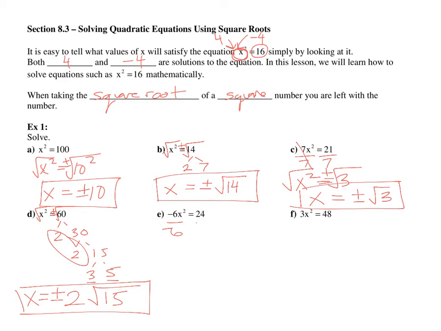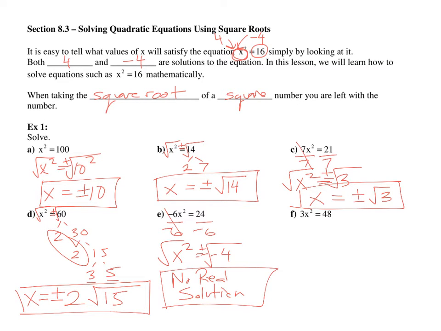Next one, I'll divide by negative 6. X squared equals negative 4. I'm going to take the square root of both sides. And you cannot take the square root of a negative number, so your answer is no real solution. Next one, divide by 3. X squared is equal to 16. Take the square root of both sides. I have x is equal to positive and negative 4. Done.